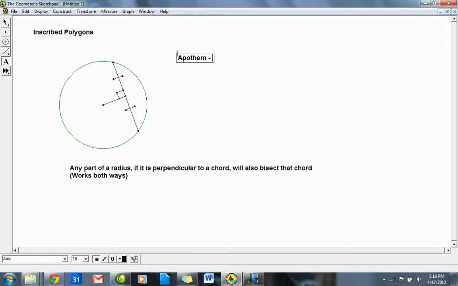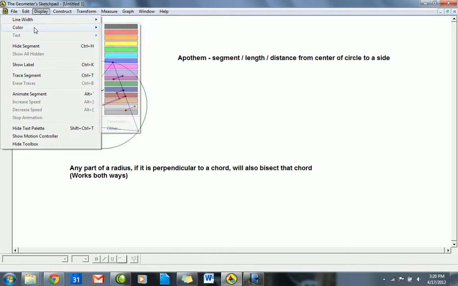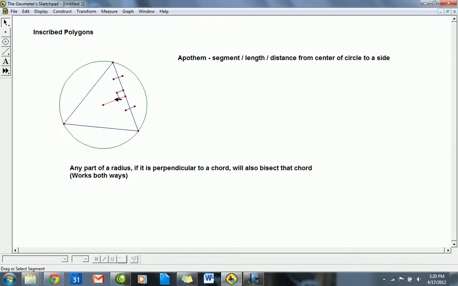And what it is, it's the distance from the center of the circle to a side. Side of what? Well, side of what we will soon be inscribed polygons. Okay? So this guy right here is called the apothem, or apothem, depending on which way you would like to pronounce it. So I'll make that nice and red for you. How about that? Okay, so here's the apothem here.